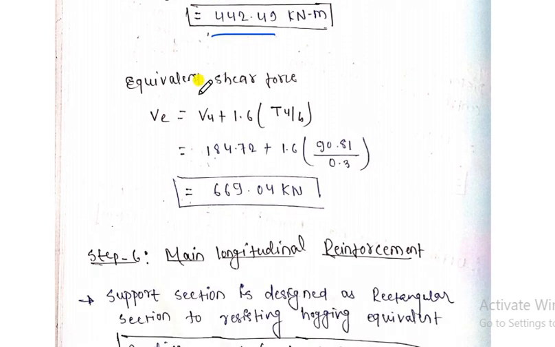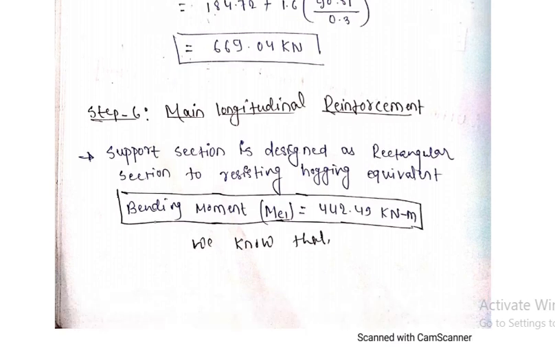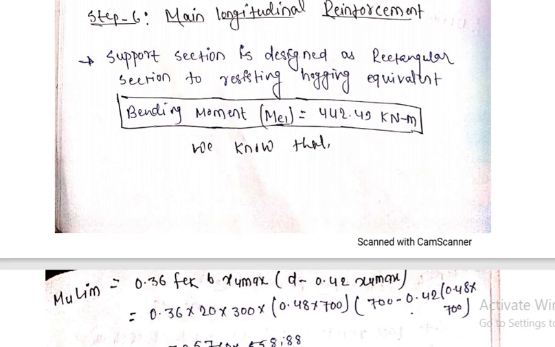Now we have calculated the equivalent bending moment, and now we need to calculate the equivalent shear force, right? For the equivalent shear force, this formula is given on the same page of the IS code book. So VE is equal to VU plus 1.6 TU by B. Here VU, the shear force, we have already calculated as 184.72, plus 1.6 times the TU value we have calculated above, 90.81, divided by B, which is 0.3. So ultimately we got the equivalent shear force as 669.04 kilonewtons. So these are the extra steps which you need to calculate in L sections, as these are acting at the support.